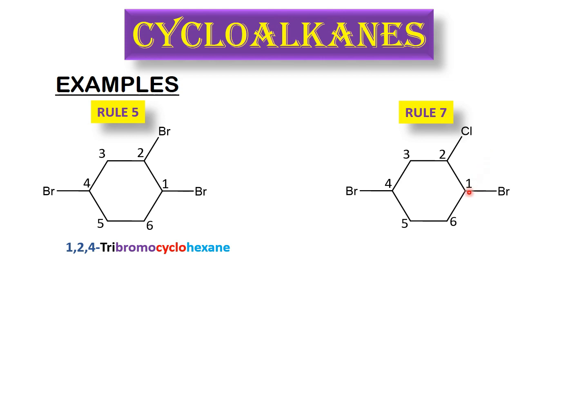So we again will start from here, from this bromine, and then proceed in this direction, right? So this would be 1,4-dibromo-2-chlorocyclohexane.